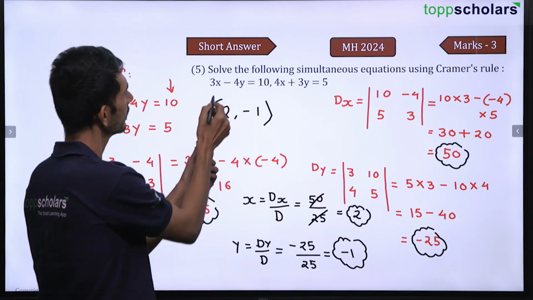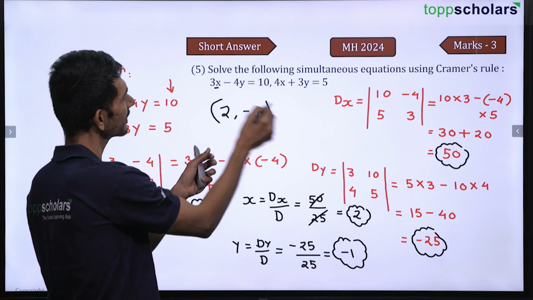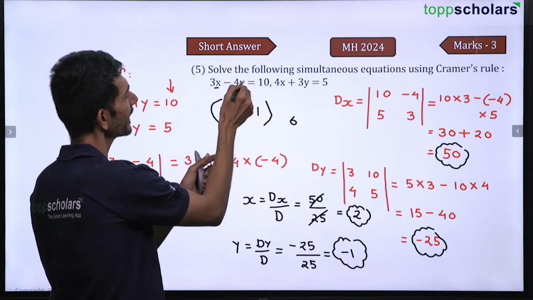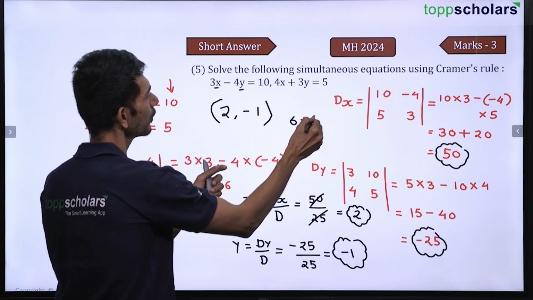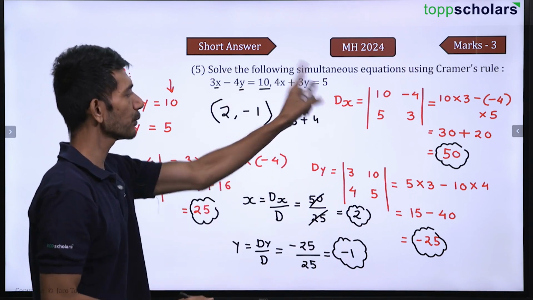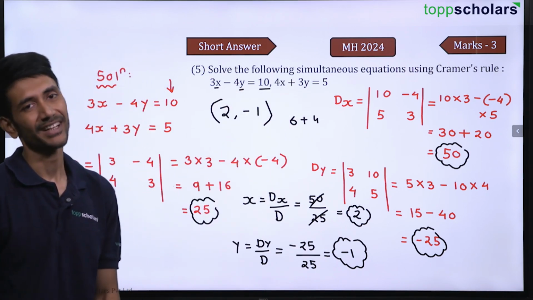If you want, you can verify it here. X is 2, 3 times 2 is 6. Y is -1. Minus minus becomes +4. 6 plus 4 is 10. Here also if you put, you're going to get 5. That means our answer is correct.